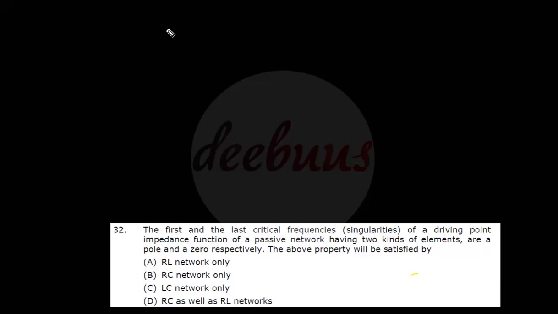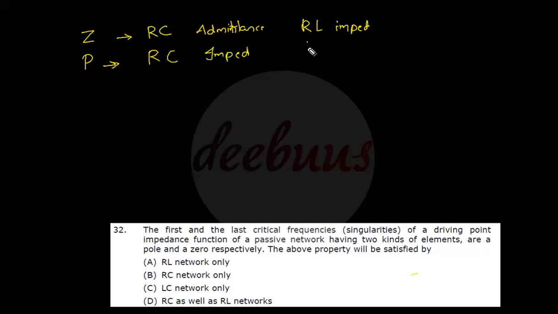The first and the last critical frequencies or singularities of a driving point impedance function of a passive network having two kinds of elements are a pole and a 0 respectively. The above property will be satisfied by, right? We know if the first singularity or first critical frequency is 0, we obtain RC admittance or RL impedance. Similarly, if the first critical frequency is a pole, we obtain RC impedance or RL admittance.